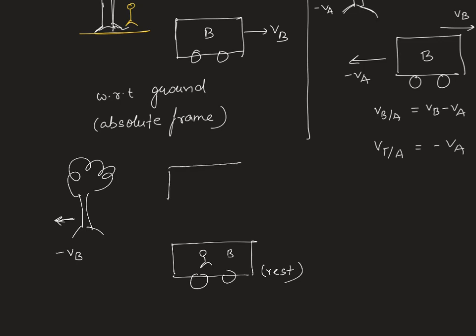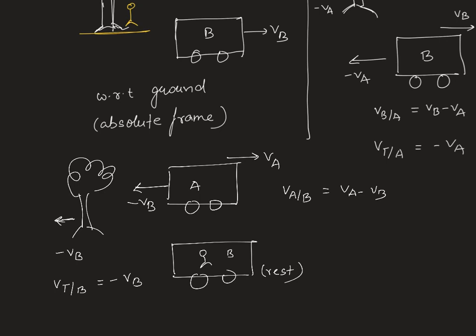And A will also get a velocity minus VB, and it has got its own velocity VA. Now there are again two conditions, either VA is less than or greater than VB, but for now we'll assume the simplest of the cases, that the velocity of A with respect to B becomes VA minus VB, and the velocity of tree with respect to B becomes minus VB.